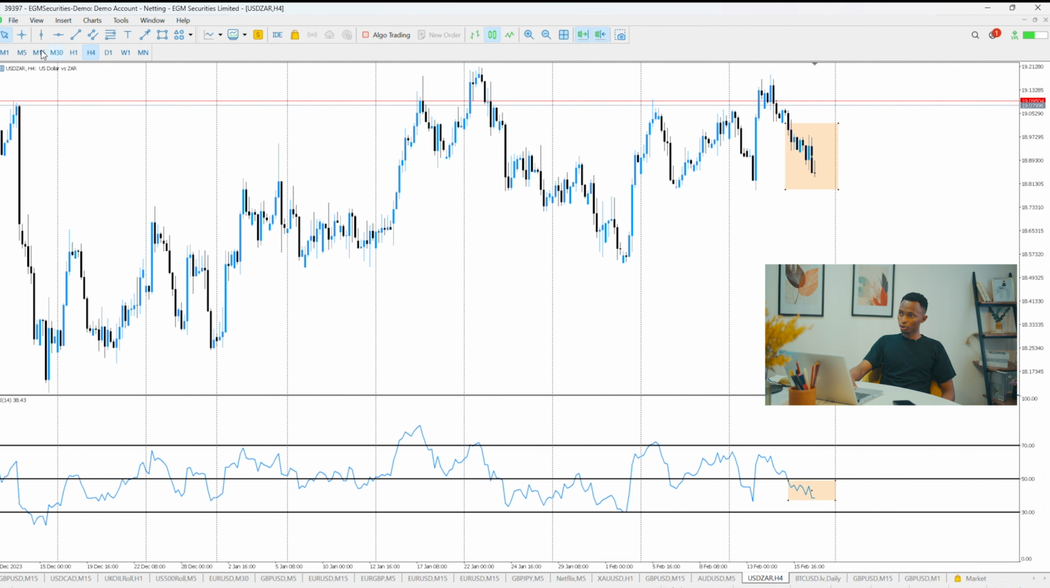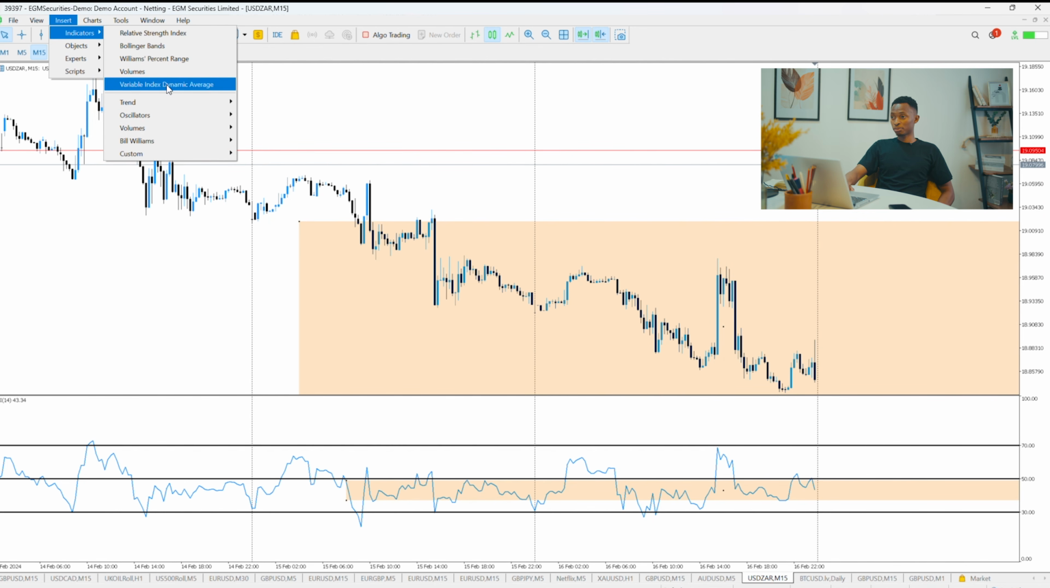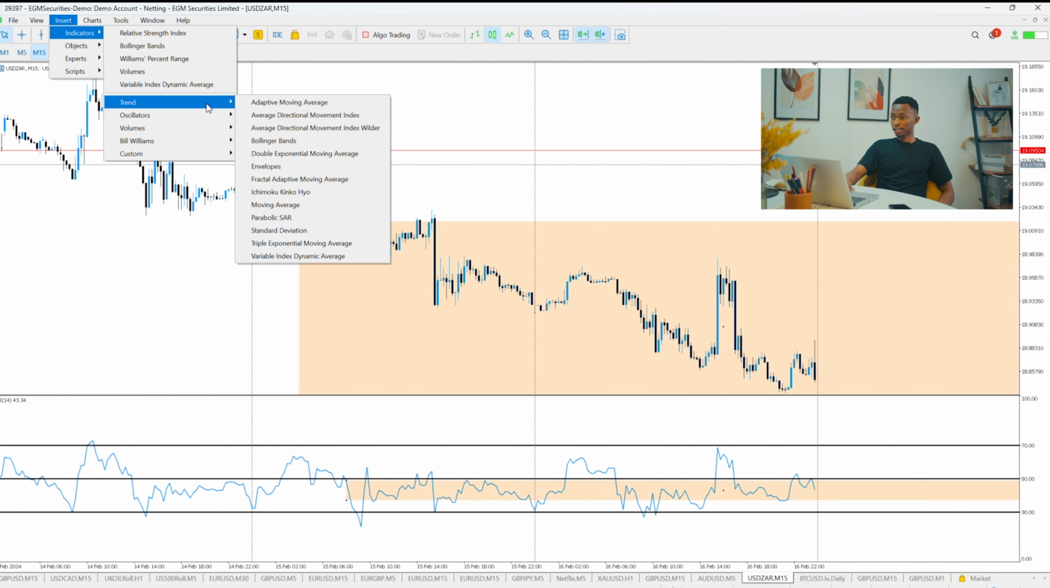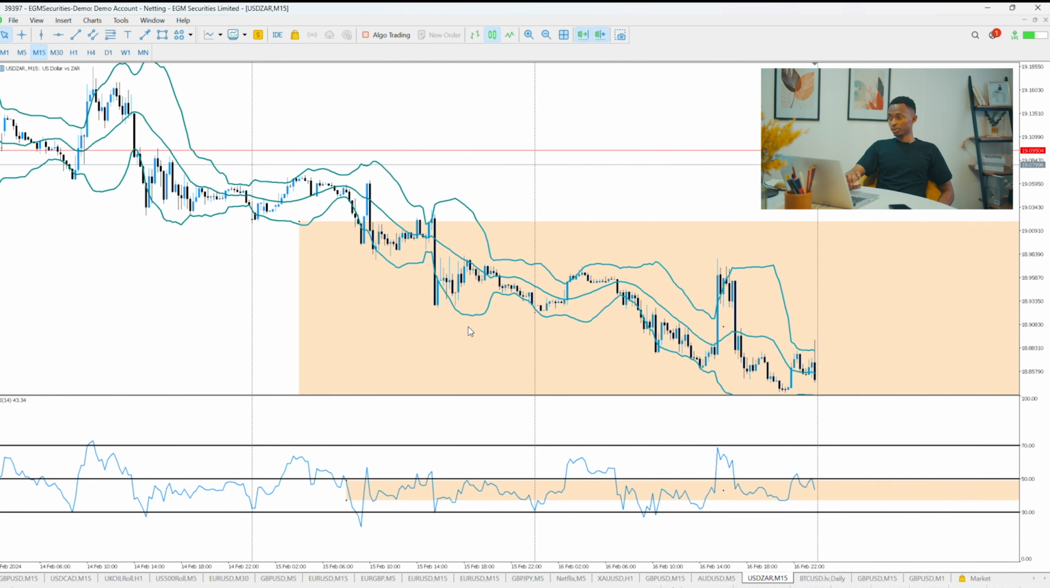So if I go to a lower time frame, for example, now 15 minutes, remember the higher time frame is what you use to identify the overall direction, and then the lower time frame is what now you can use for entries. Now on the 15 minutes, I wouldn't be looking at the RSI. I'll only be looking at Bollinger Bands. So I can just go to here and then select Bollinger Bands like that, and then okay. So that's plugged in like that.